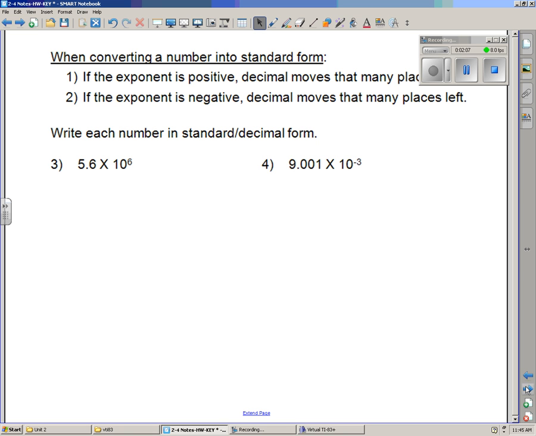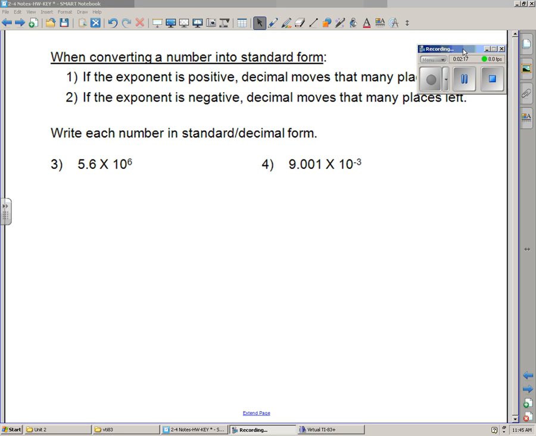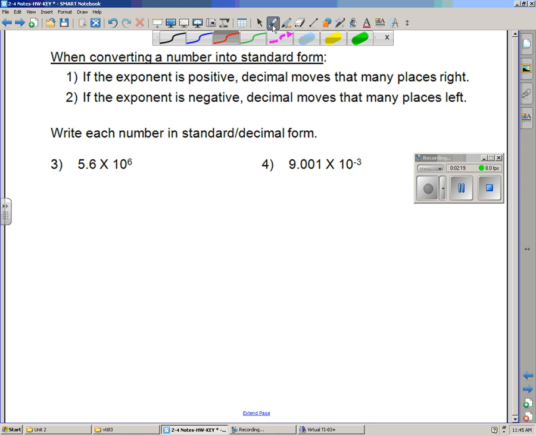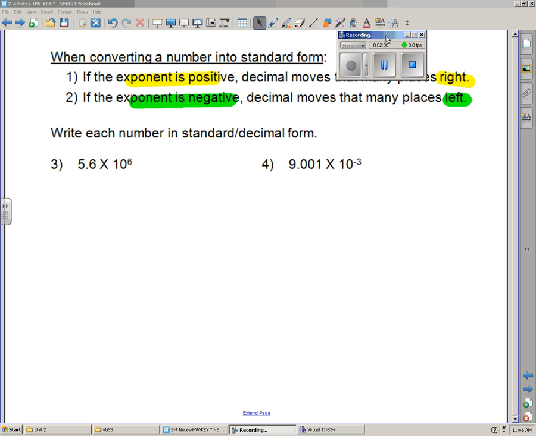If you now want to convert a number into standard form, so you're given scientific notation and you want to get it out: if the exponent is positive, you move the decimal that many places to the right. Let me just slide this down. So if the exponent is positive, then the decimal moves that many places to the right. If your exponent is negative, then the decimal moves that many places to the left.